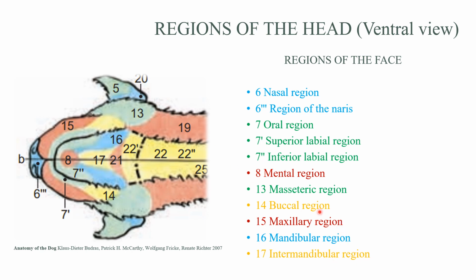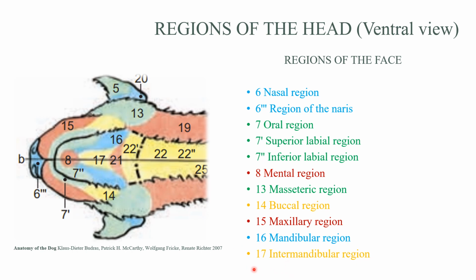Again, we have the buccal region, which is the region of the cheek. We have a maxillary region in 15, the top jaw region, then mandibular region, the bottom jaw region. As you can see, it goes to both sides, so don't forget that.